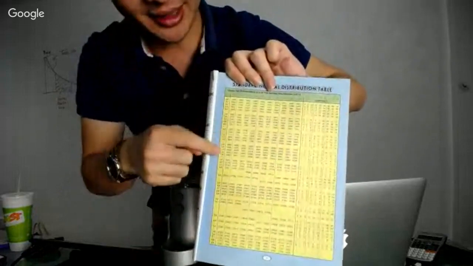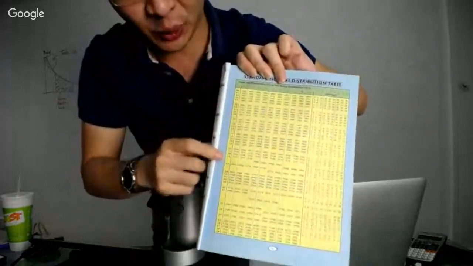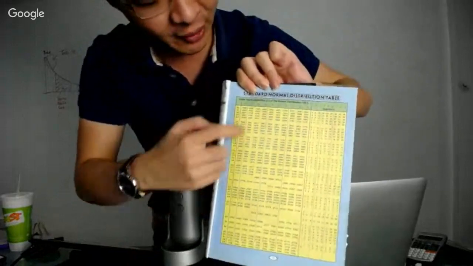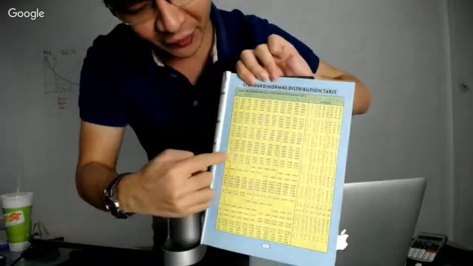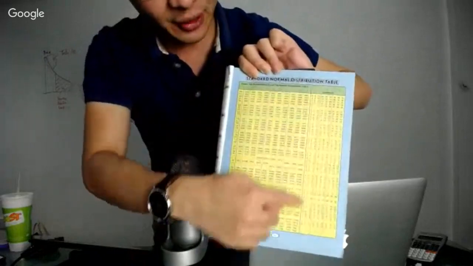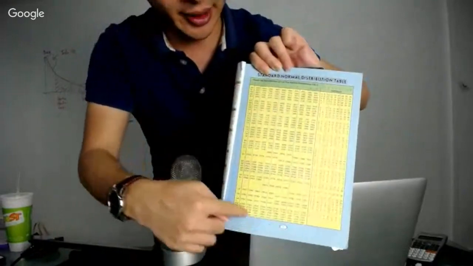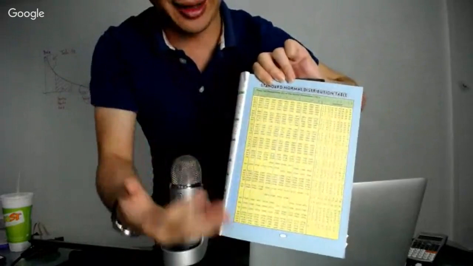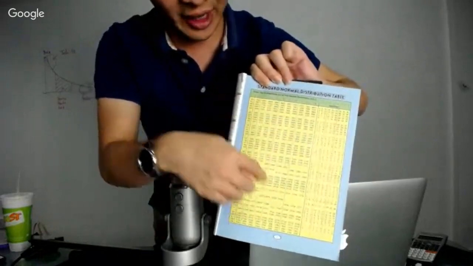It means something like, if z is bigger than 2, then you find 2 here. If it is 2.4, you check 2, and then you check the 4, you come down, and 2.4 is somewhere here. And the value inside here is basically your probability. This area is the area under the curve.